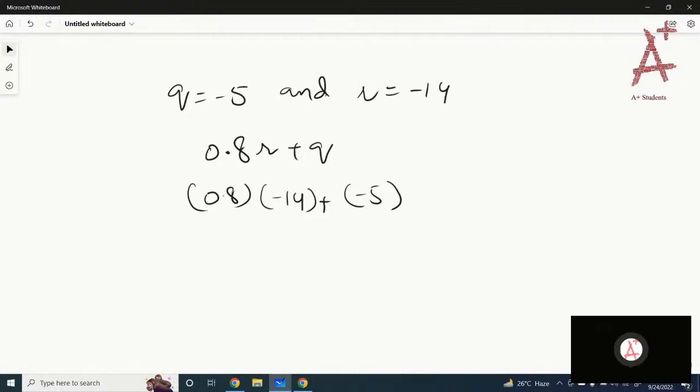0.8 times negative 14: the answer must have a negative sign, since you are multiplying a positive and a negative number. It would be negative 11.2, and then you are adding two negative numbers. When you are adding two negative numbers, you add them and put a negative sign on the answer. So negative 11.2 and negative 5 is negative 16.2. Got it?